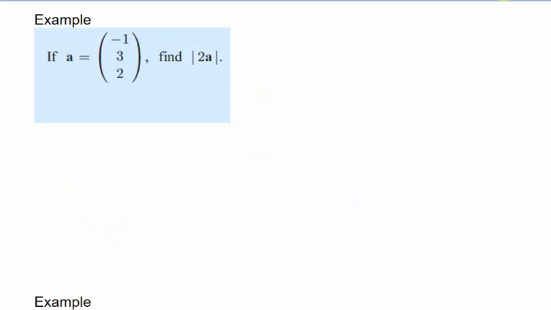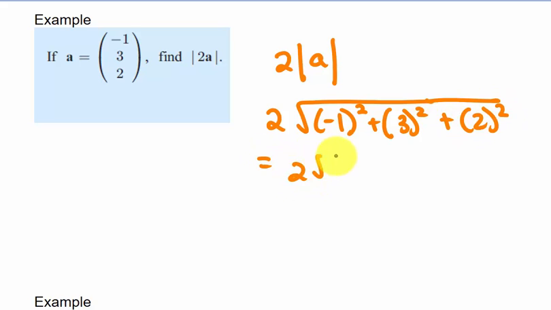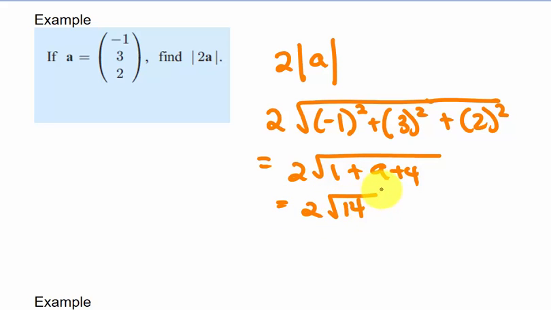For this question, I'm first going to rewrite. I can pull that 2 out in front, so then I can isolate a and just find the magnitude of a using my distance formula. So -1, that's my x component, 3, which is my y component, and 2. So 1 plus 9 plus 4, which is equal to 2 square root of 14.